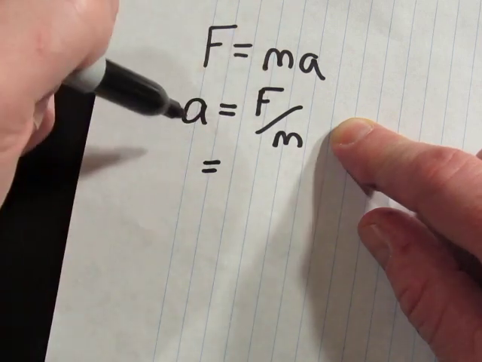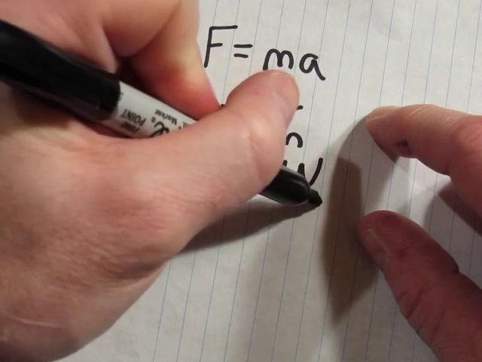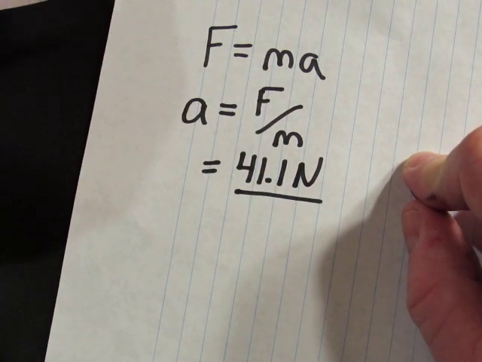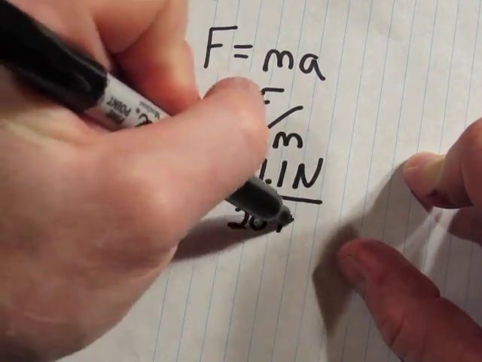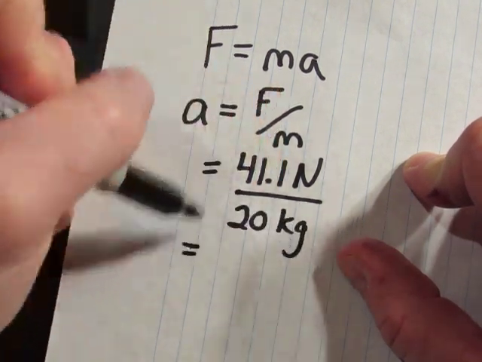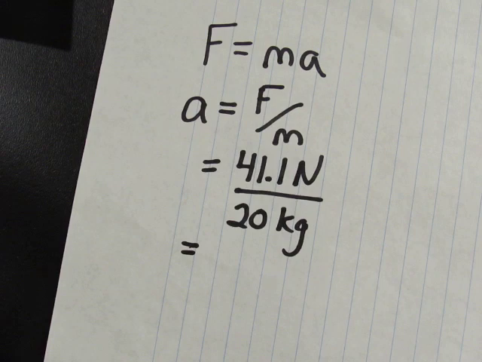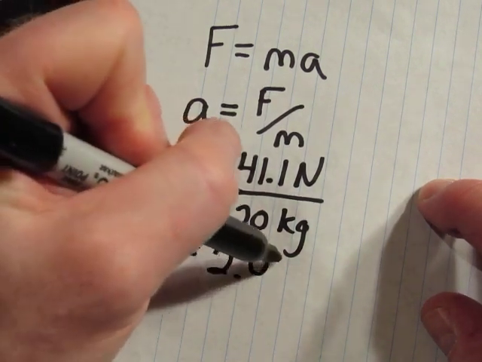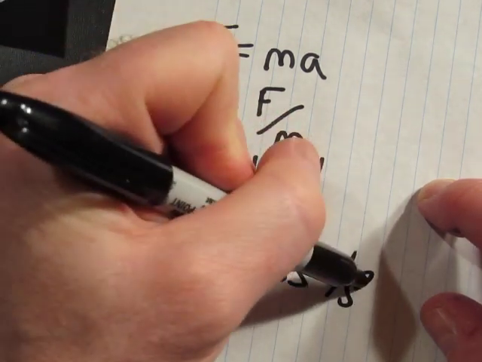Our final force, when they were all put together, 41.1 newtons. The mass, you may not have noticed, is given in this question. If you look inside the box on your page, it says 20 kilograms. So you can easily divide these two numbers and get the acceleration that this force is going to cause. And I'm going to leave it unrounded for now. 2.055 meters per second squared.